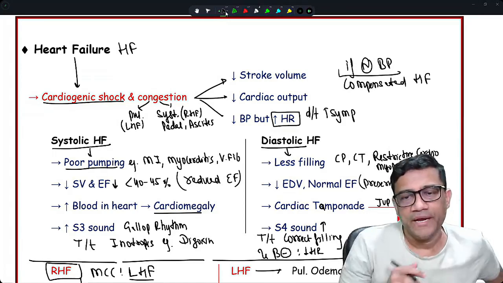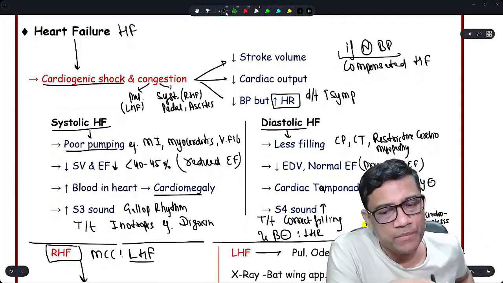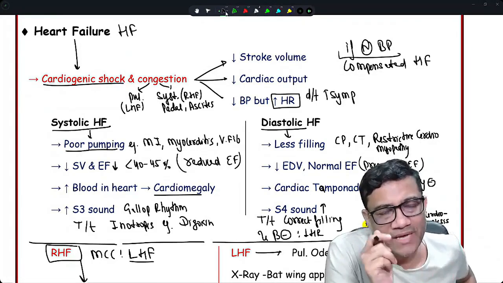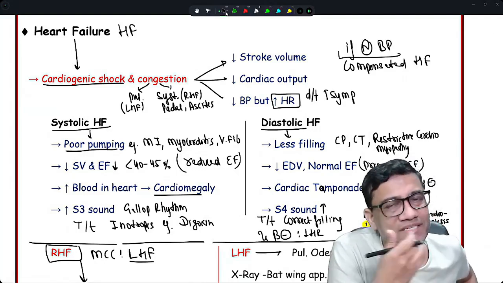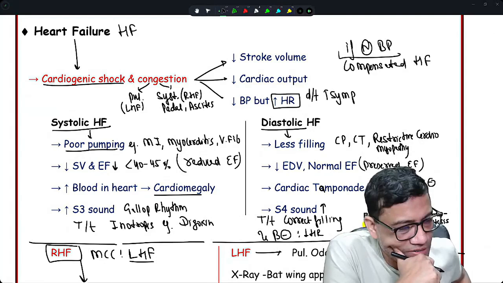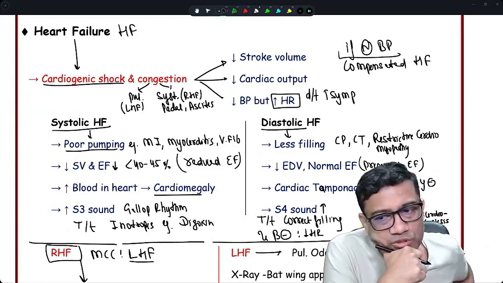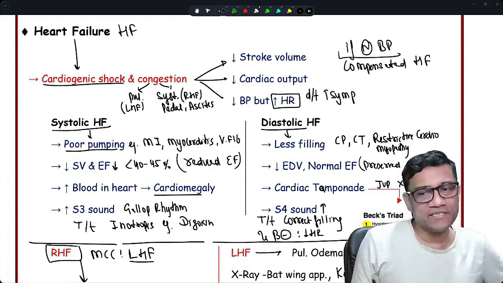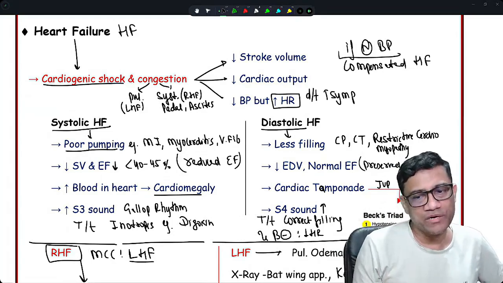Next question: what are the other findings? Decreased stroke volume, cardiac output and BP. But heart rate increases, because as the BP decreases, the baroreceptors sense it and there is increased sympathetic activity to correct the condition, and that's why there is tachycardia. If BP is maintained, it is compensated heart failure. If not, it is hemodynamically unstable, or decompensated.